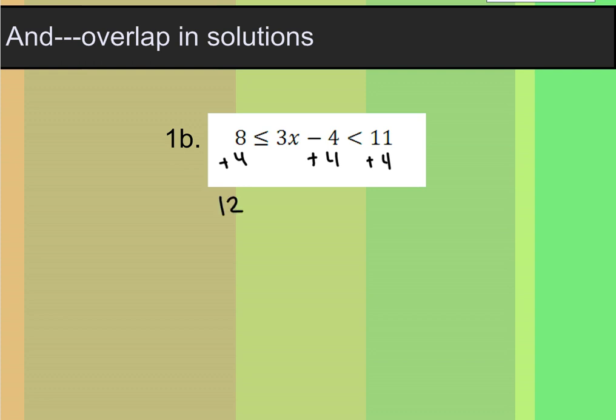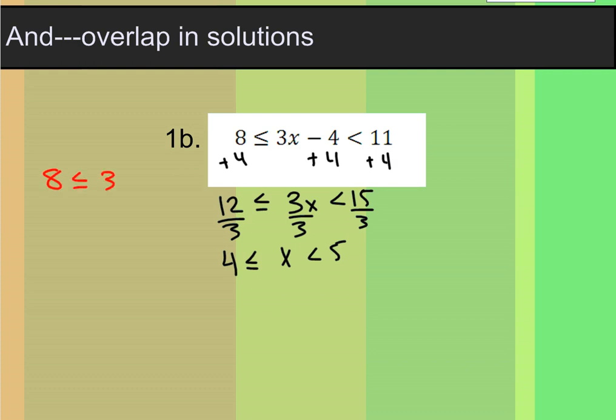So that's going to be 12 less than or equal to 3x less than or equal to 15. Divide everything by 3. So that's going to be 4 less than or equal to x less than 5. That's a very, very small window there. And again, I could have split it up. I could have said, over here I'm going to do 8 less than or equal to 3x minus 4, and over here 3x minus 4 less than 11. If I do that and put it back together, I'll still get this.